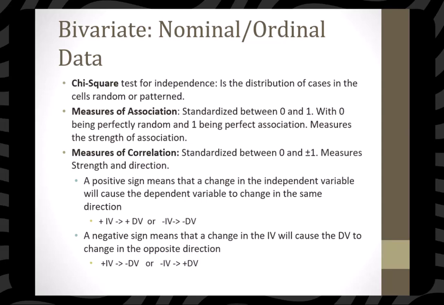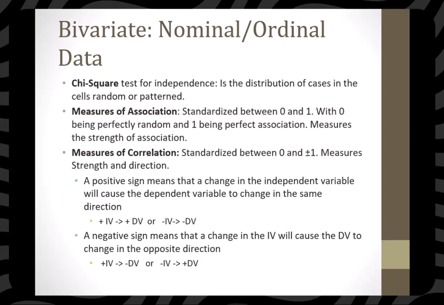While this bivariate table is useful, it doesn't actually tell us a statistical significance. To get that statistical significance, to see if there's actually a relationship between living on and off campus and your rank in school, we'd have to do what are called chi-square tests, measures of association, or measures of correlation. The chi-square test for independence tests to see if the distribution of cases in the cells is random or patterned. Basically, do these variables look like they're just randomly sorted into these cells? Or is there a pattern to it such that it seems like there's a relationship between living on or off campus and your rank in school?